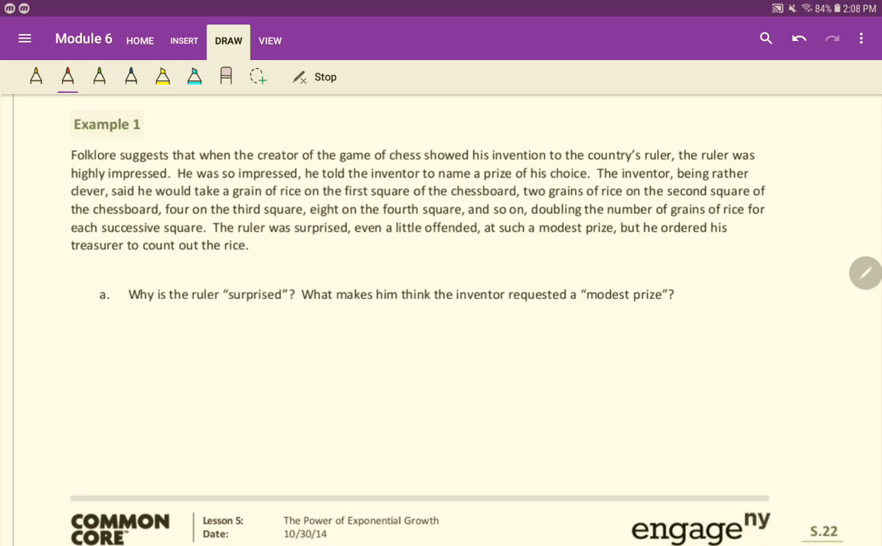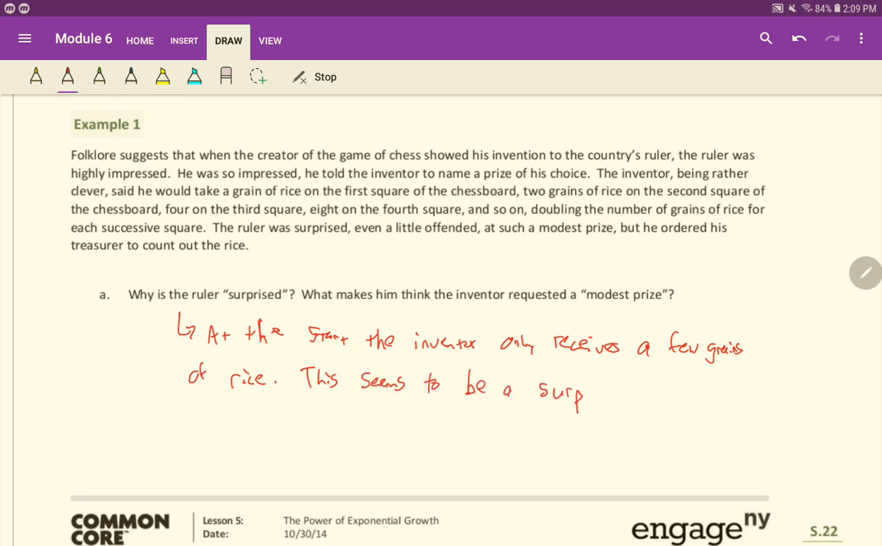So yeah, what do you guys think? Why do you think the ruler was surprised at the request of the inventor of chess? And what makes him think the inventor requested a modest prize? Well, surprised because, you know, at the start, the inventor only receives a few grains of rice. This seems to be a surprisingly small or modest request.